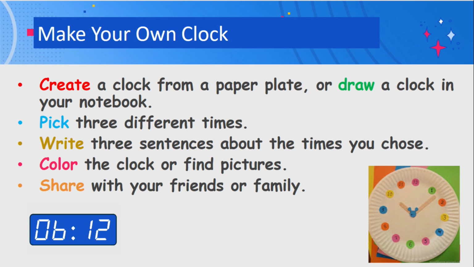Hi again. I hope you're creating beautiful clocks at home. Continue. I'm very curious to see what you're doing. Show me your clocks at the end, okay? Share with your teachers, with your friends, with your family. Go on and continue. I'll be back in a few minutes.